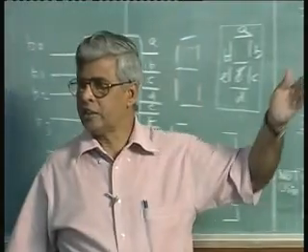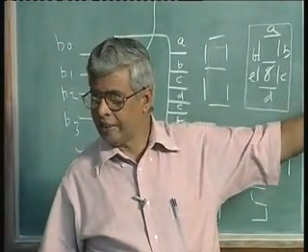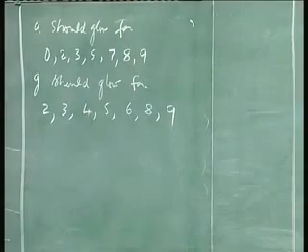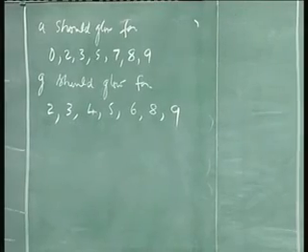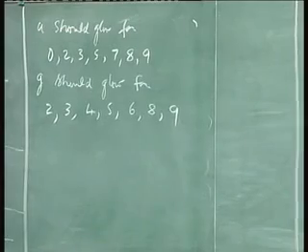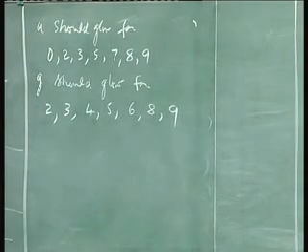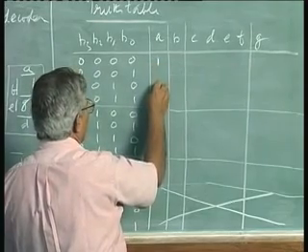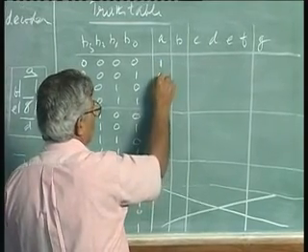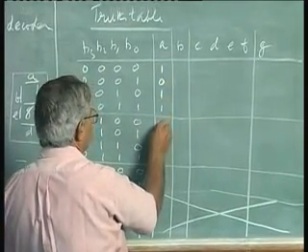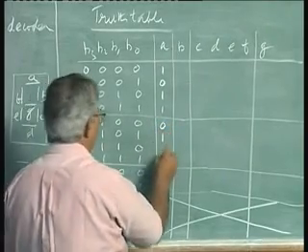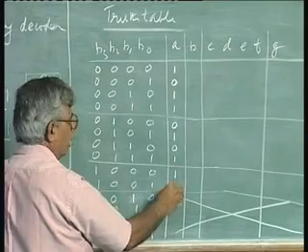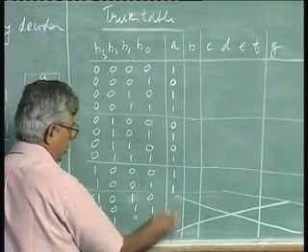This is how we can finish for A, B, C, D, E, F, G, and then map it on the Karnaugh map. Now, in the Karnaugh map, corresponding to A, you put 1 for these: 0, 2, 3, 5, 7, 8, 9. Rest of them are don't care, as I said.